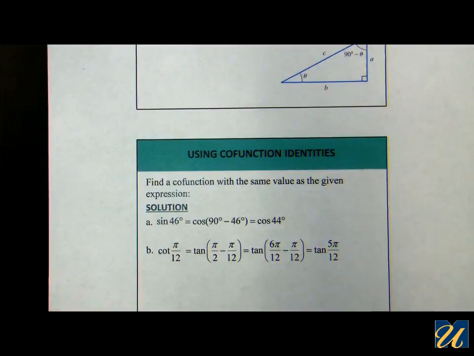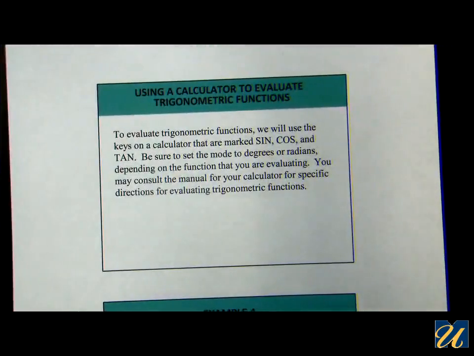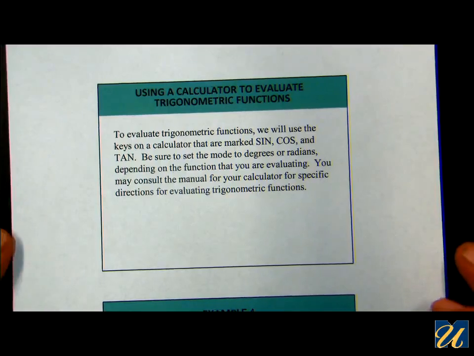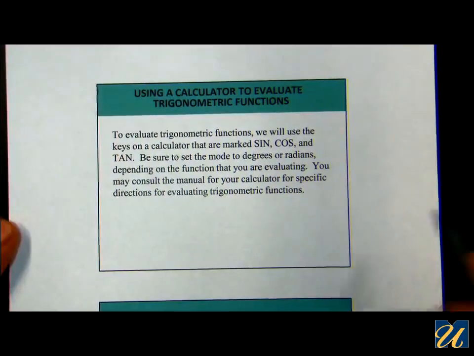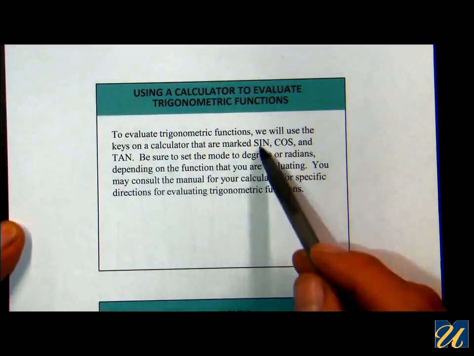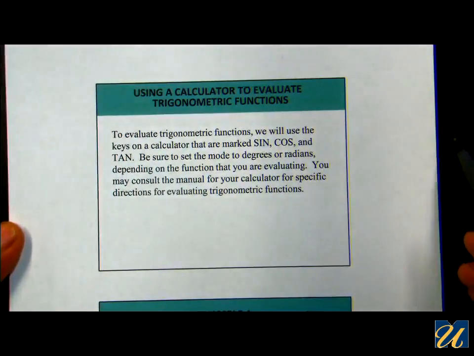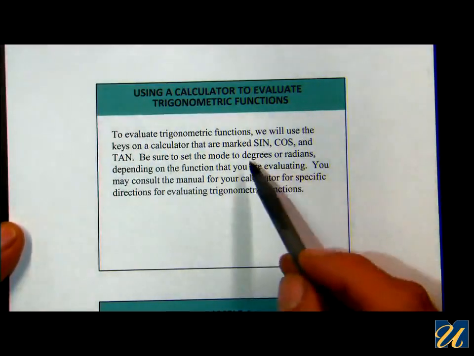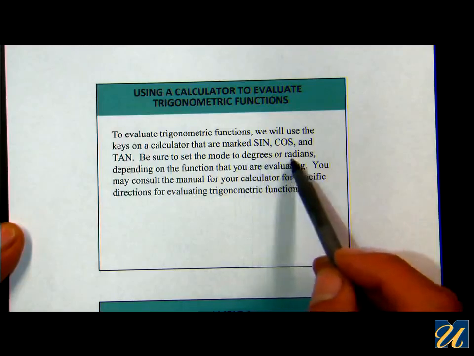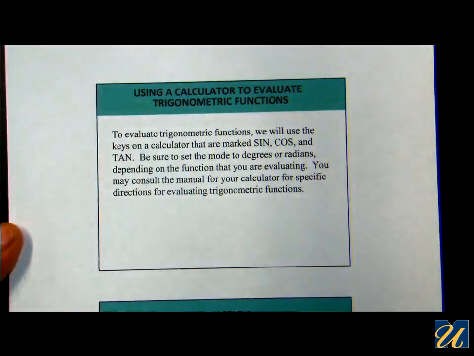Speaking of calculators, let's take a look at that briefly. Most calculators have buttons labeled sin, cos, and tan, for the sine, cosine, and tangent functions. But you have to look at the problem at hand to make sure whether the problem is in degrees or radians, and set the mode on your calculator to the desired measurement system.